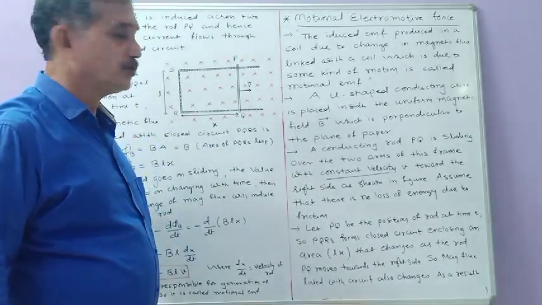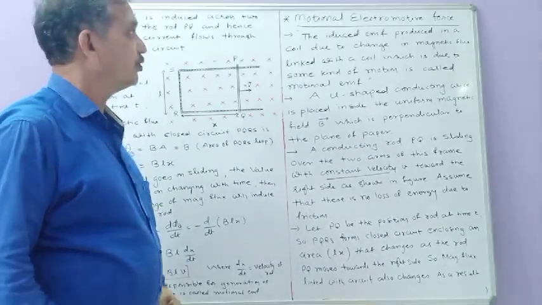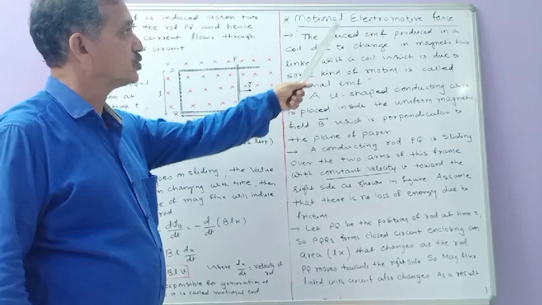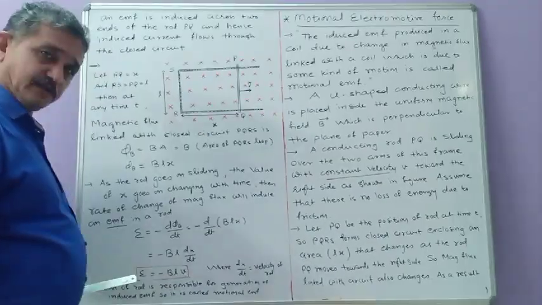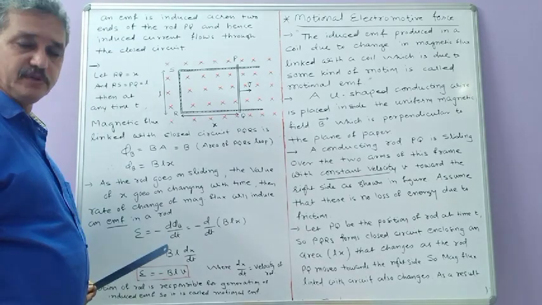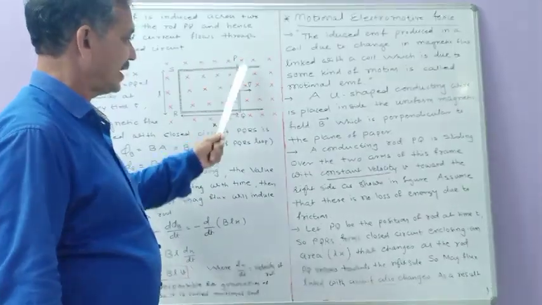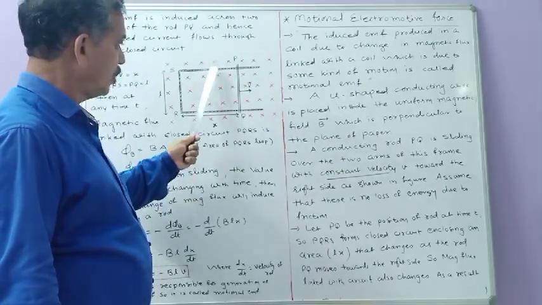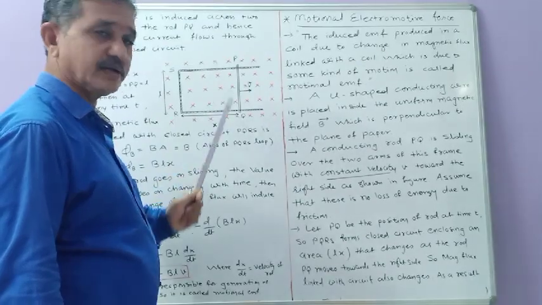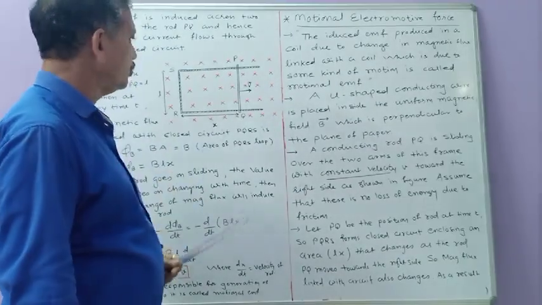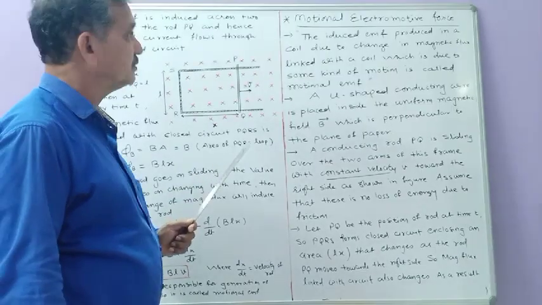Now let us see the students of 12th standard. Most important topic, deriving the equation of the motional electromotive force, that is motional EMF, E equal to minus LBV, for a rod which is sliding over two arms of a U-shaped conducting frame placed in a uniform magnetic field. The question can be asked like this one.